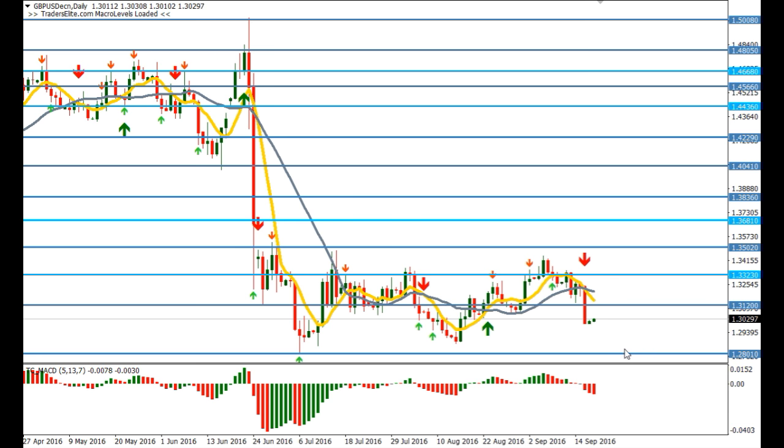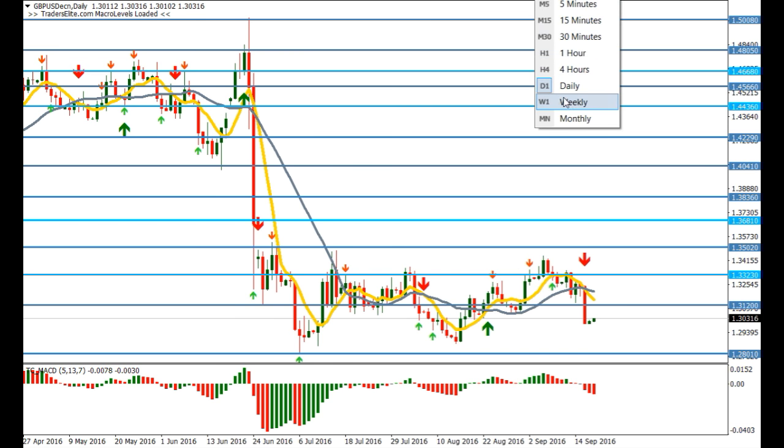That's what we're looking at. And this was a newly formed macro level, if I recall, from the Brexit event, which denotes this low of that. So there's some good pips in it at this stage. We're looking at 220. If we were able to catch it from that macro level, then we're looking at closer to 300 pips.